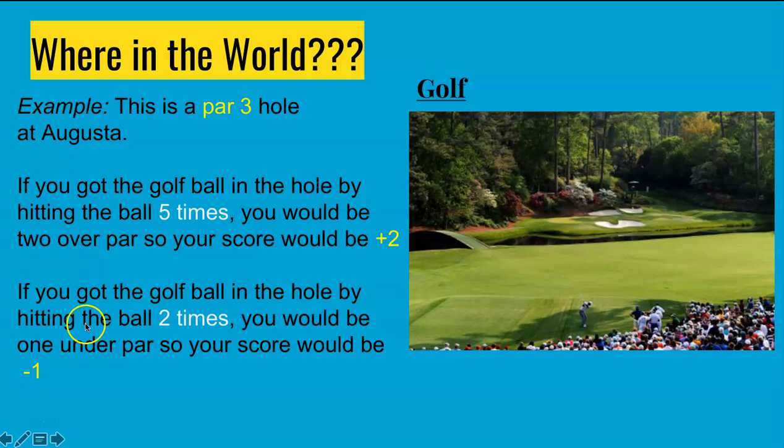If you got the golf ball in the hole hitting the ball 2 times, think about that compared to a par 3. They expect a good player to be able to hit it in 3 hits, but you hit it in 2 hits. So you would be 1 under par. So your score would be -1. So do you see how a negative number or a lower number is a better score? So in golf, you want a low score. So those are just some examples of integers in real life.